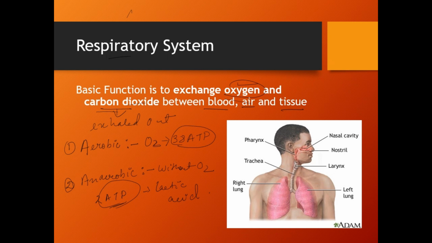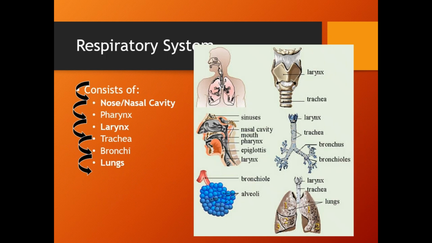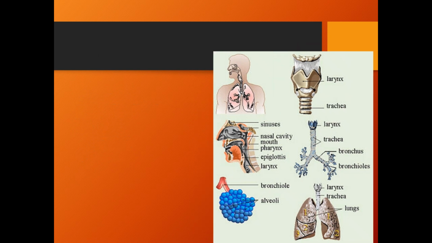Now what does the respiratory system consist of? The respiratory system consists of the nose, nasal cavity, pharynx, larynx, trachea, bronchi and lungs. We'll see one by one what the structures are. So first, the nose.